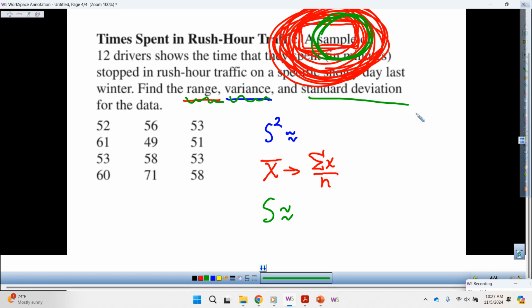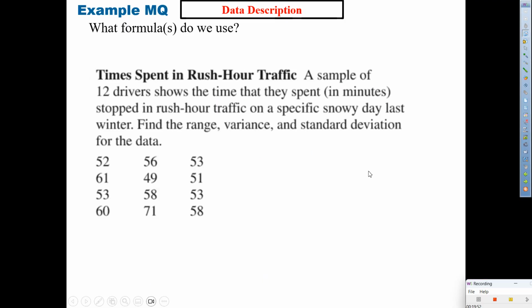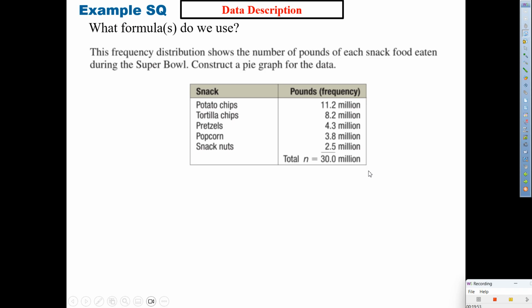From 1 to 5, how comfortable are you with that so far? Okay, not bad. Good identification. Let's go to the next one. And it reads, this frequency distribution shows the number of pounds of each snack food eaten during the Super Bowl. Construct a pie graph for the data. Think about that one. A pie graph.